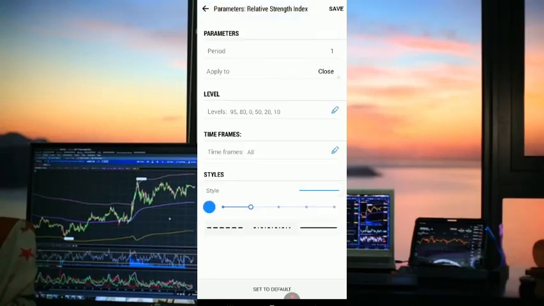And then for the style, make sure that it is as visible as it can be, so you can just choose from all those styles down there. I'm using the blue color for myself. Then you're going to click save.